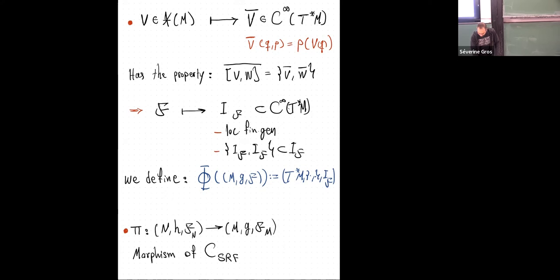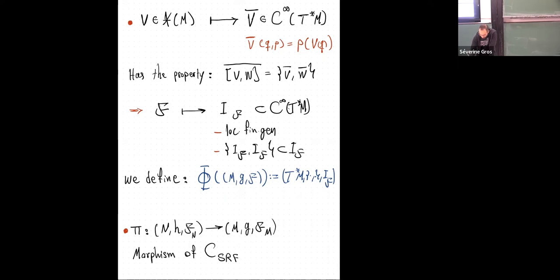Before that, let's look at a vector field on the manifold M. This can be viewed as a function on the cotangent bundle by applying the covector part to the evaluation of V at the base. And this correspondence turns out to be a Lie morphism of Lie algebras, which means that if we start with a singular foliation with the module F, then the ideal I_F generated by the elements of F viewed as functions on T*M would be locally finitely generated. And after this observation, it would be a Poisson subalgebra as well. So we can map a singular Riemannian foliation to T*M with the standard bracket and I_F, which is an I-Poisson manifold. So we are able to send the objects. Here we didn't use the metric, but to map the morphisms, we need the metric.